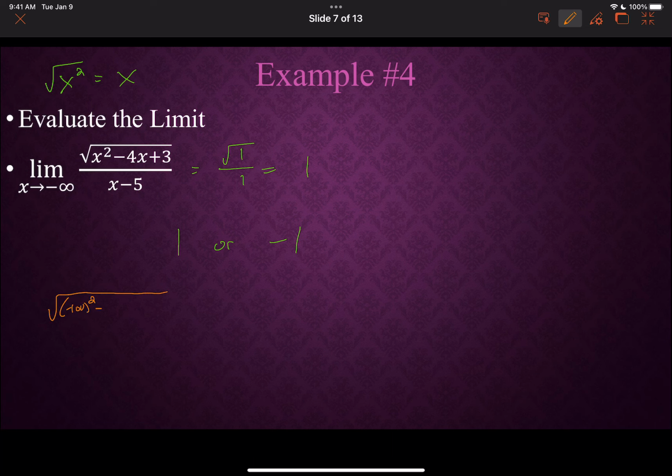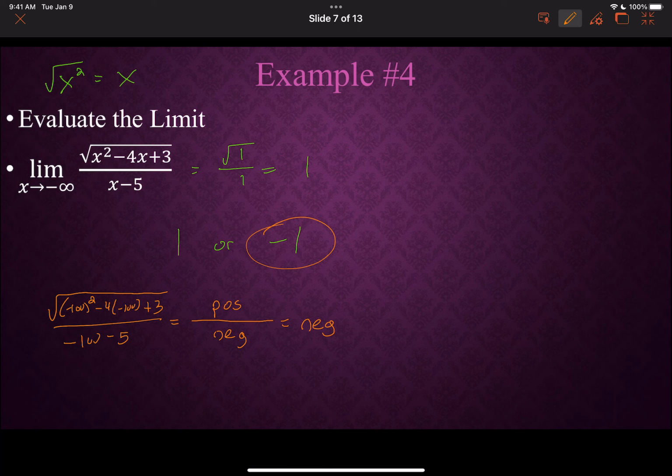So negative 100 squared minus 4 times negative 100 plus 3, over negative 100 minus 5. The numerator, negative 100 squared, is going to dominate the problem. It's going to become a positive value. The square root of a positive is positive, so the numerator stays positive no matter what. Whereas the denominator, negative 100 minus 5, is clearly a negative value, and positive divided by negative is negative.